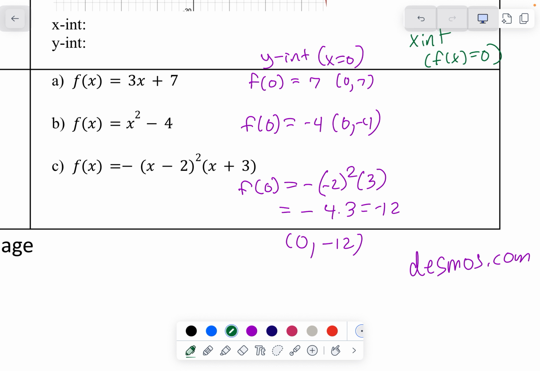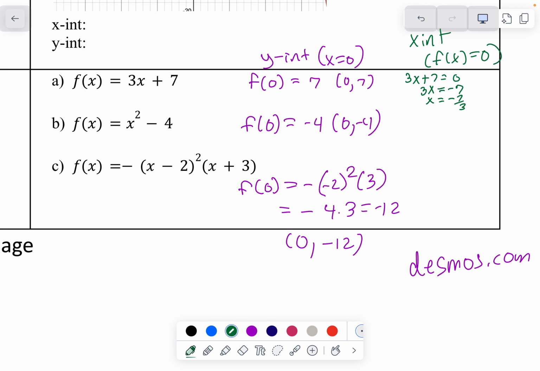So for a, we're going to set 3x plus 7 equal to 0. So it requires a lot more algebra so we can find it. So we would subtract 7 from both sides, and then we would divide by 3. Okay, so this line should hit the x-axis at negative 7/3. Now, 7/3 is the decimal 2.3-ish. You know, the 3's repeat, but so negative 2.3.